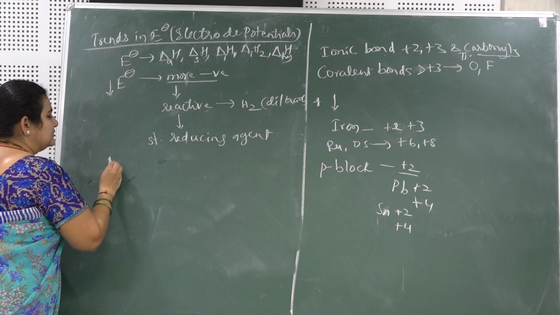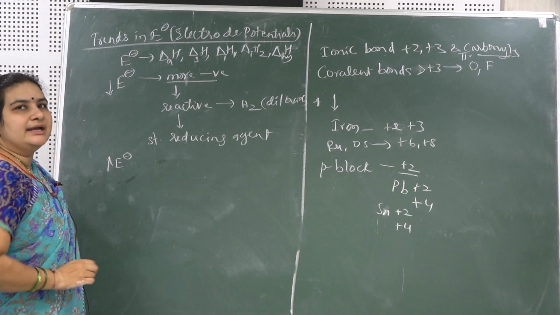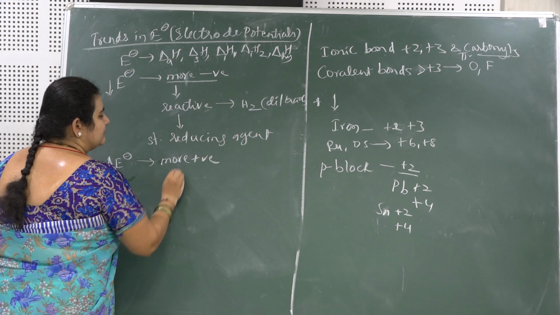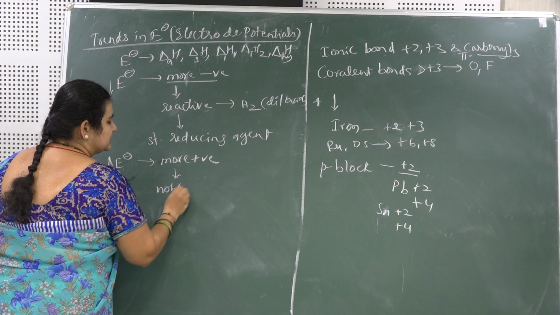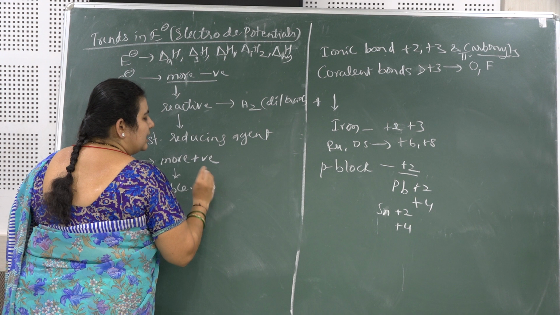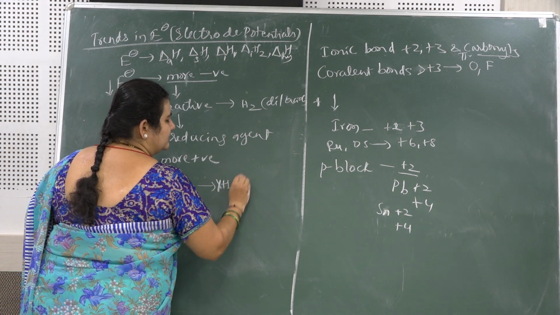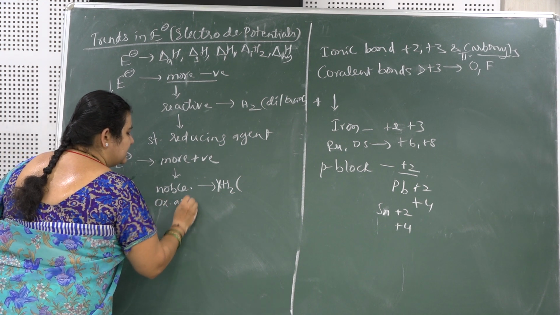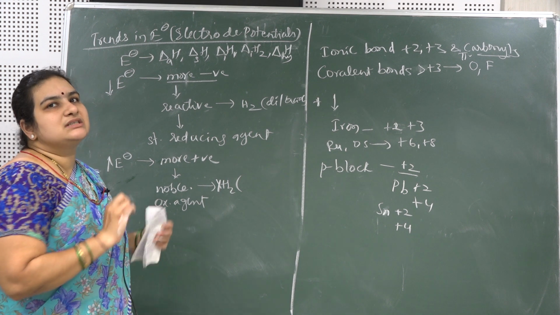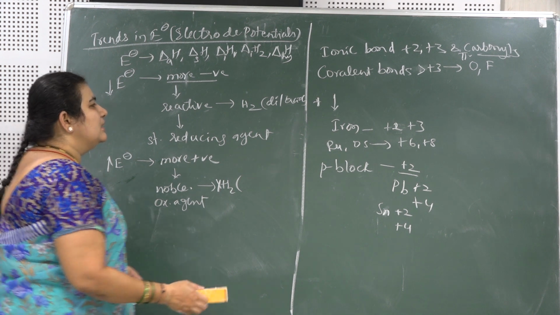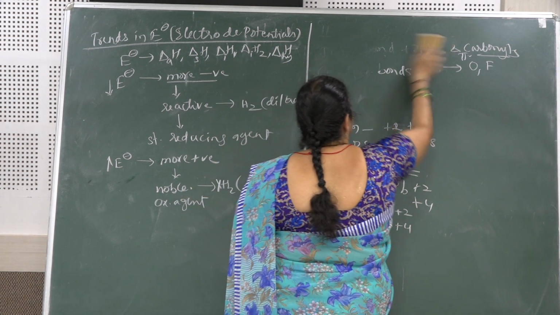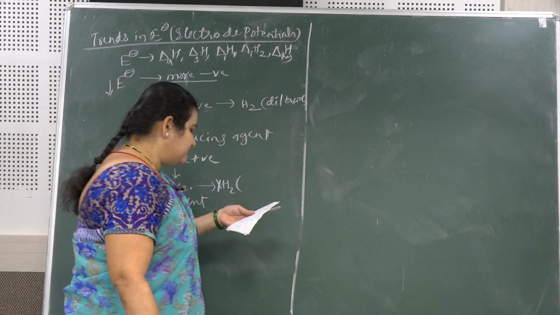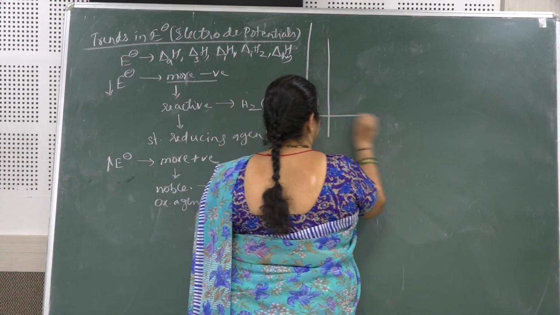And as the electrode potential increases, that is, as the value becomes more positive, the reactivity becomes less. The metal acts as a nobler metal, it will not liberate hydrogen from acids, and it will act as a strong oxidizing agent. So this is the general property. Now I will give you the electrode potentials of the 3d series and how the variations in the electrode potentials are observed. First I will give you the graph of electrode potential.